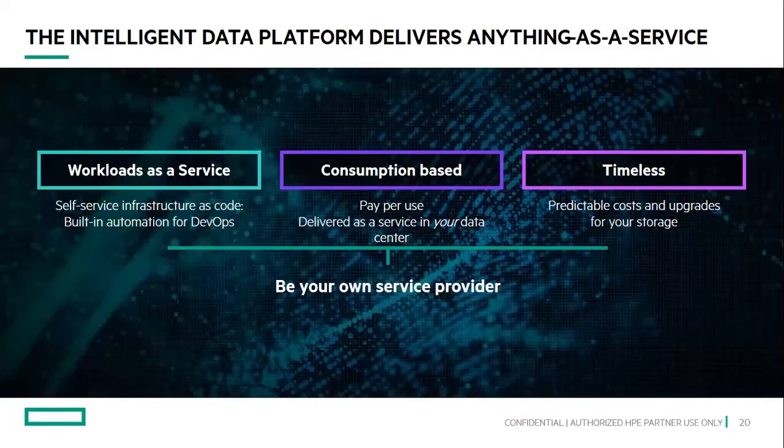Then we say that the as a service offering, which I elaborated in the previous slide, is the HPE GreenLake. Be your own service provider. We are already offering this workload as a service. That means self-service, infrastructure as code, and built-in automation for DevOps. What I mean by that is that we are offering all this private cloud infrastructure that is available in the slide which I have discussed earlier, all offered as a service.